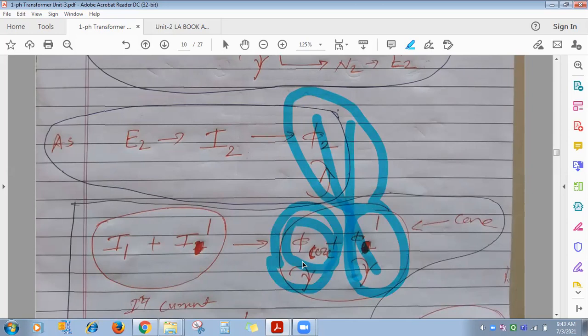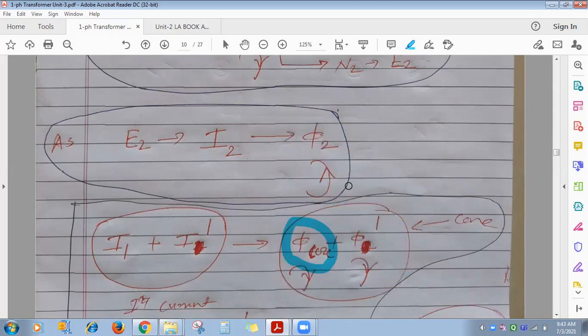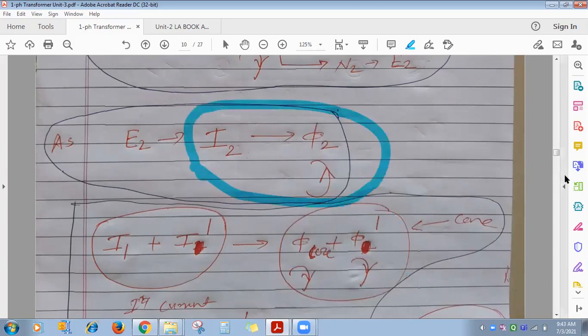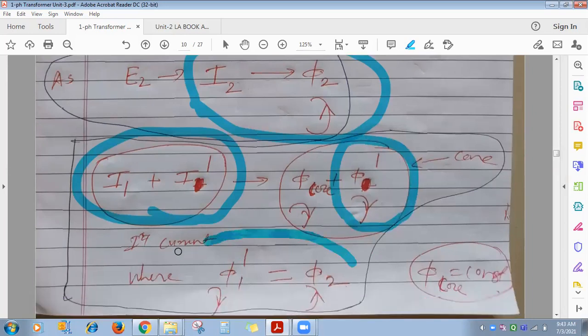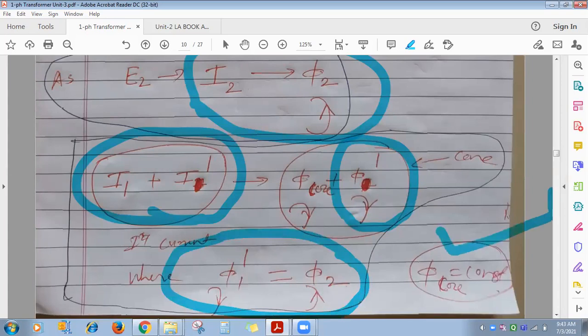Is this clear? Means what is the conclusion? Flux in the core of a transformer remains constant. The moment I2 starts to flow and produce some flux, the primary takes additional current I1 dash, and how much I1 dash the primary will take, so that the flux produced by it will be phi1 dash, of equal magnitude to phi2. So that's why flux in the core remains constant. Clear? This one point?